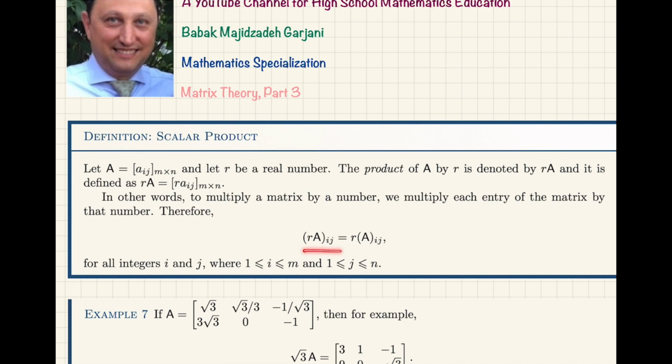Another way of writing that is this one. R times A, the ijth entry, is equal to, you go and find the ijth entry of A and multiply it by R. Again, this operation here is new.